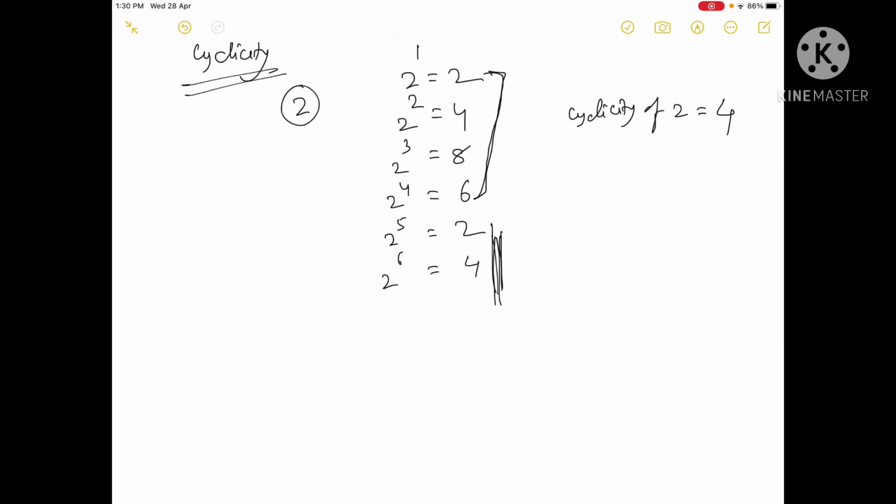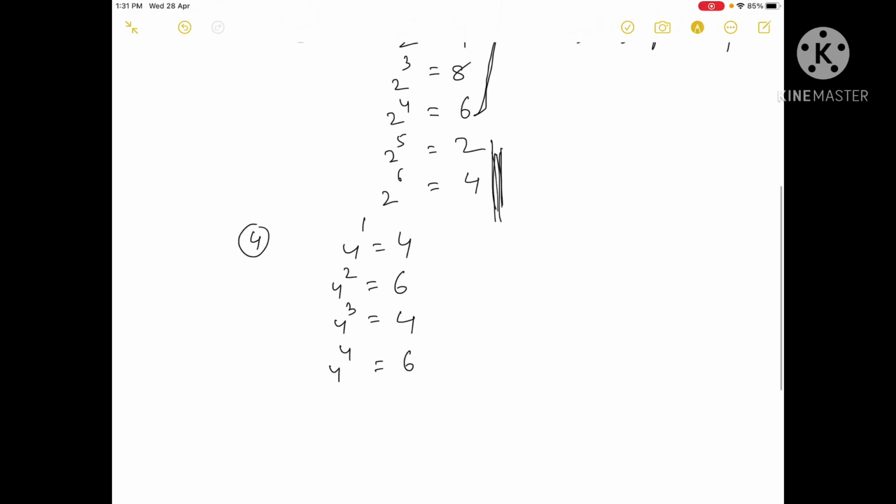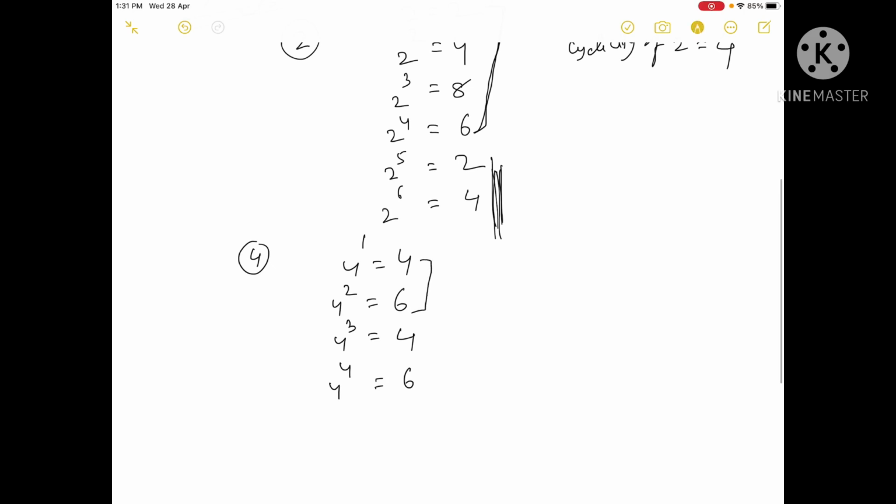Similarly, let us consider the number 4. 4 to the power 1 is 4. 4 to the power 2 is 16, so the unit digit is 6. 4 to the power 3 is 64, so the unit digit is 4. 4 to the power 4 is 64 into 4, which is 256, so the unit digit is 6. What we observed here is that after 2 steps, the unit digit again repeats. That means the cyclicity of 4 is equal to 2.